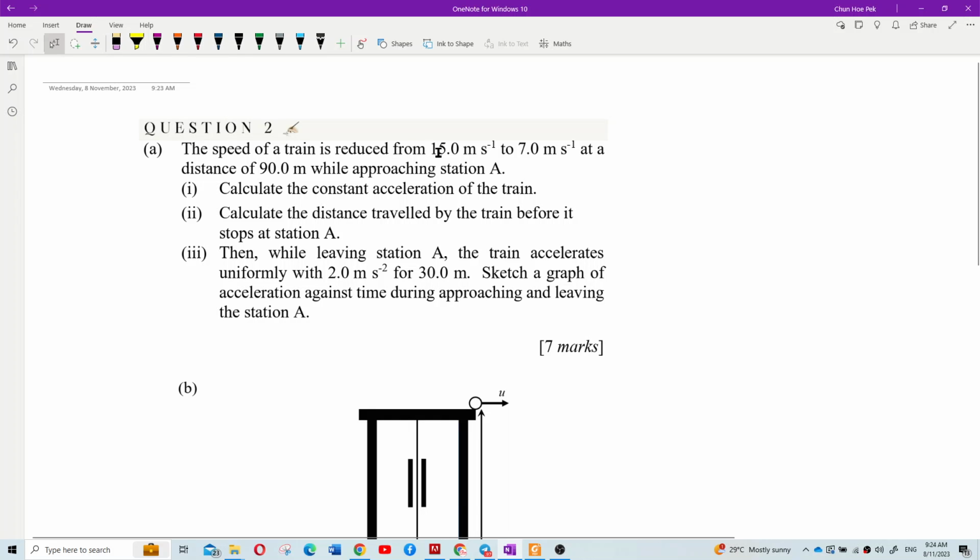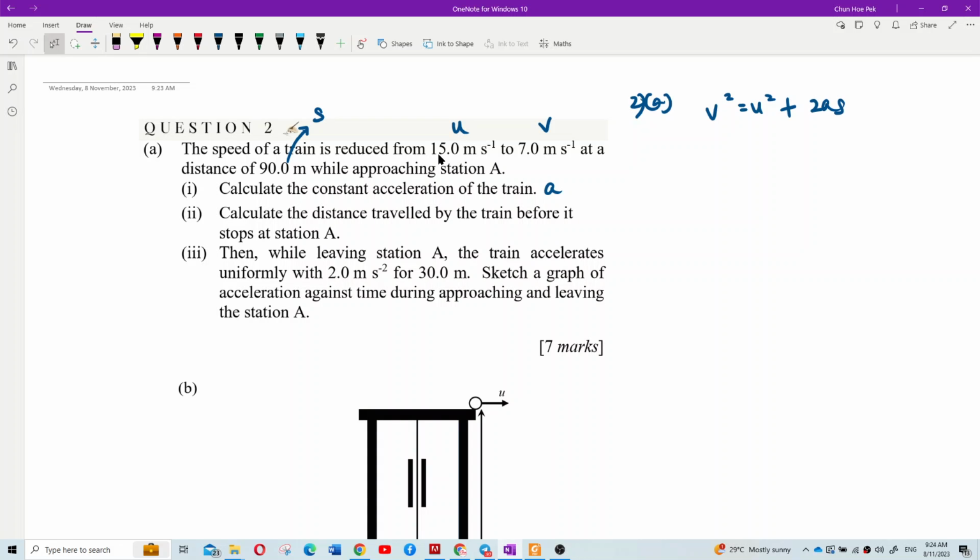The speed of a train is reduced from 15 to 7 at a distance of 90 meter, approaching station A. Find the constant acceleration of the train. So this is a kinematic question, use the kinematic formula. So this is U, this is V, this is displacement S. So find A. So V square equals U square plus 2AS. Remember? Memorize the formula. Please memorize the formula.